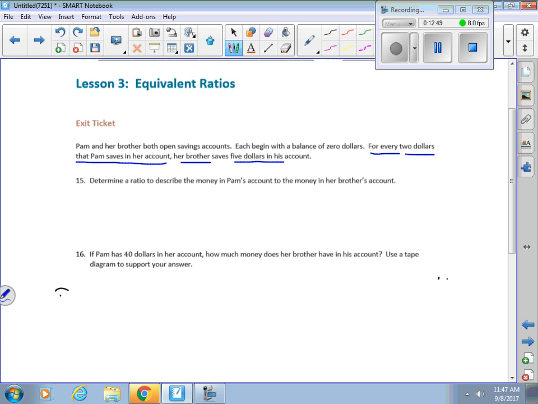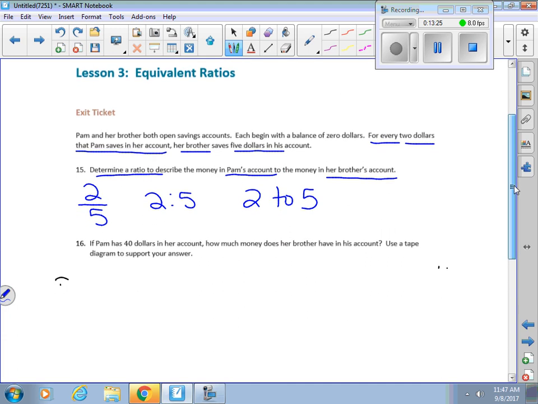Who's better at saving money, Pam or her brother? Stephanie? Her brother, yeah. So if she puts $2 in the bank, how much is he putting in the bank? 5. So what's the ratio that describes the money in Pam's account to the money in her brother's account? Victoria? 2 to 5. Yep, you could write it like this, 2 to 5. You could write it like this. Or you could use the word to. All right, so any of those are fine.